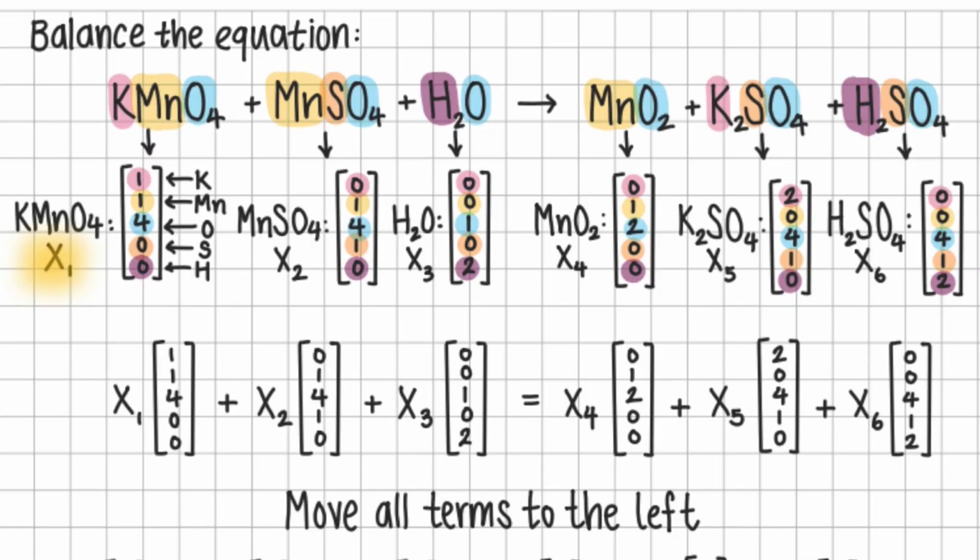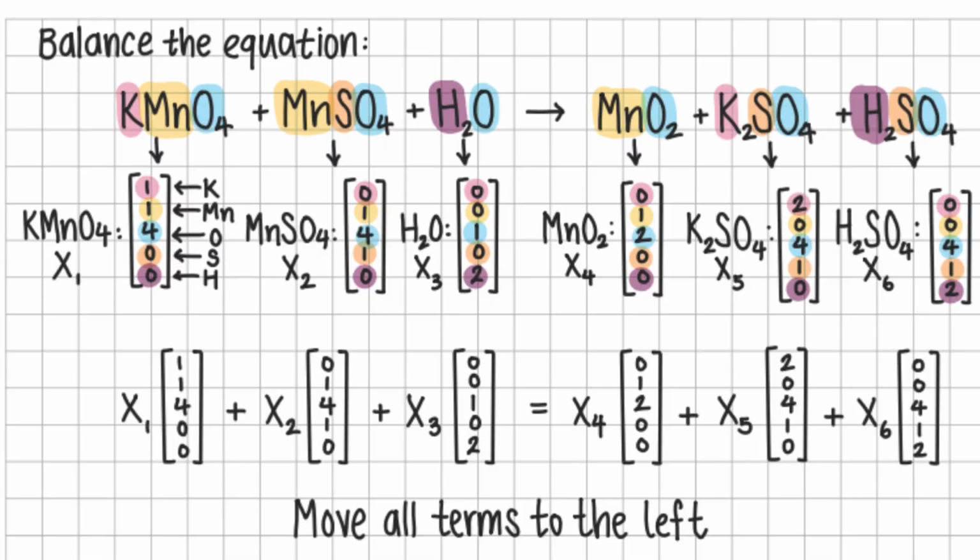In order to use linear algebra to balance this equation, we're first going to refer to each compound as a variable x multiplied to a vector. For potassium manganate, since there is 1 potassium, 1 manganese, 4 oxygen, and 0 sulfur and 0 hydrogen, the entries are as follows. Once that's done for the whole equation, we're left with the same expression, just now with x's, which represent the ratio of each compound needed to balance the equation, and the element vectors.